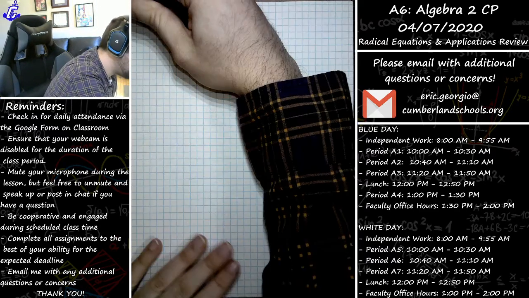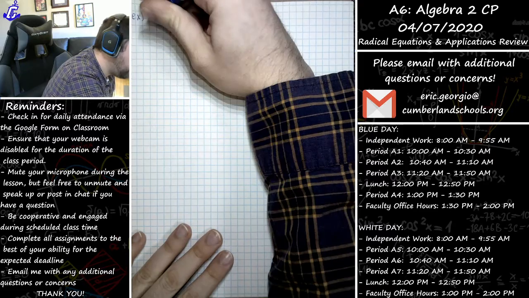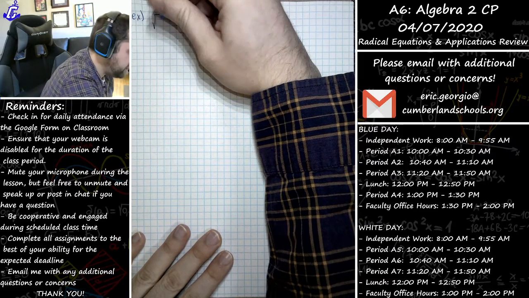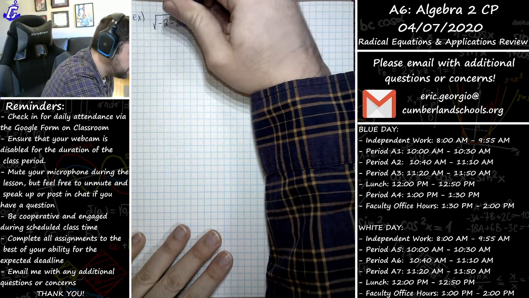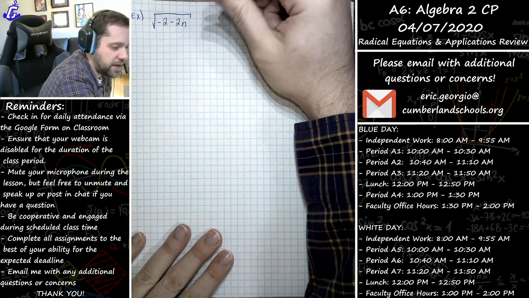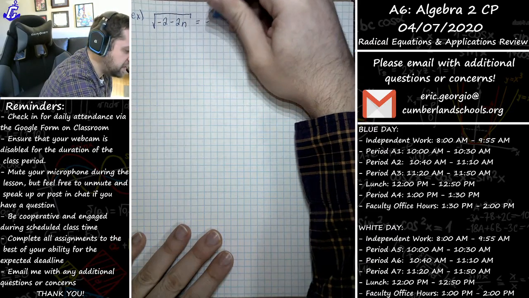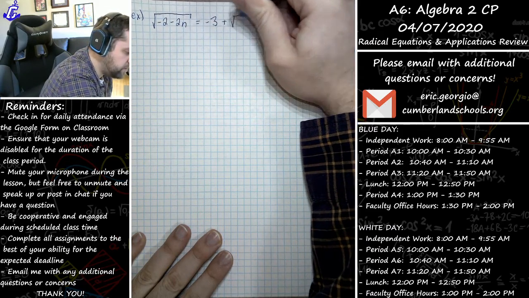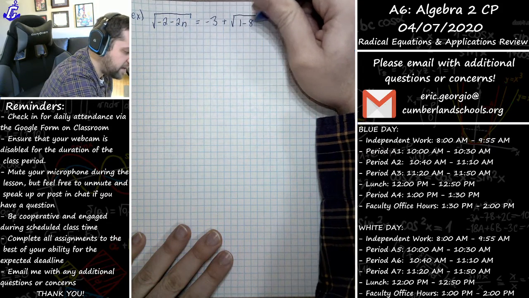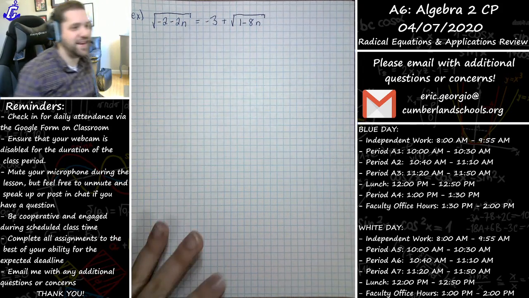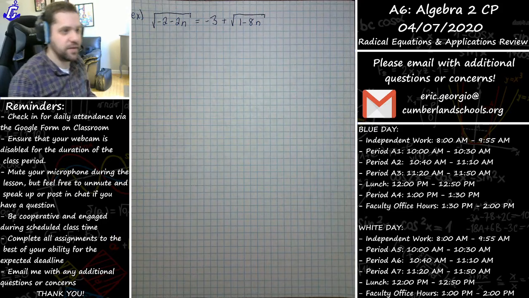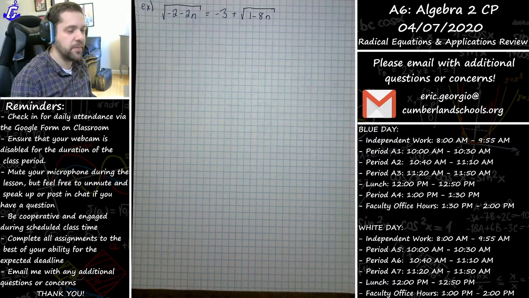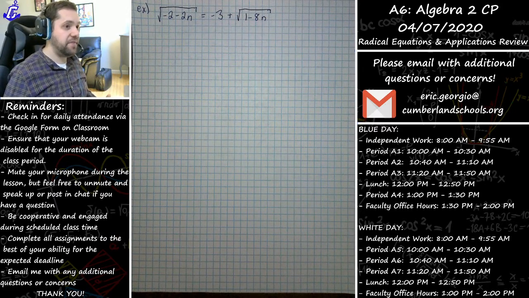Ready? We got another example. How about the square root? Plus, I think it never hurts to see more of these. Negative 2 minus 2n is equal to negative 3 plus the square root of 1 minus 8n. Okay, just because it's n and not x doesn't mean that the universe is exploding. So I now have this problem.